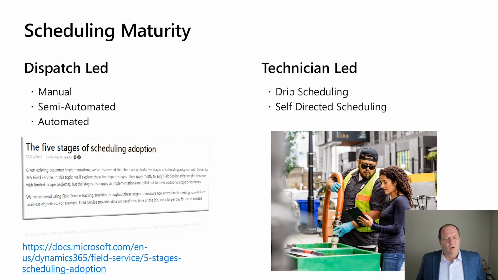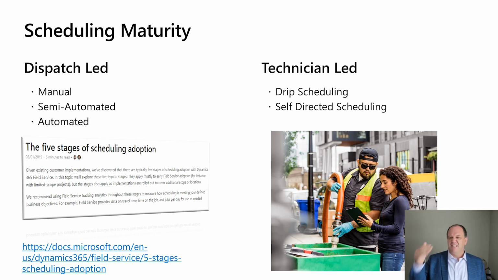And then when we look at scheduling maturity, it's important to look at how mature your organization is when it comes to scheduling. So let's start off with, first of all, David Clark has written a phenomenal piece of documentation on the docs site, talking about the 5 stages of scheduling adoption. I'd recommend, if you haven't read it, go read it. And by the way, not one of these is going to be fit for every business, and not every business is going to be fit for every one of these.